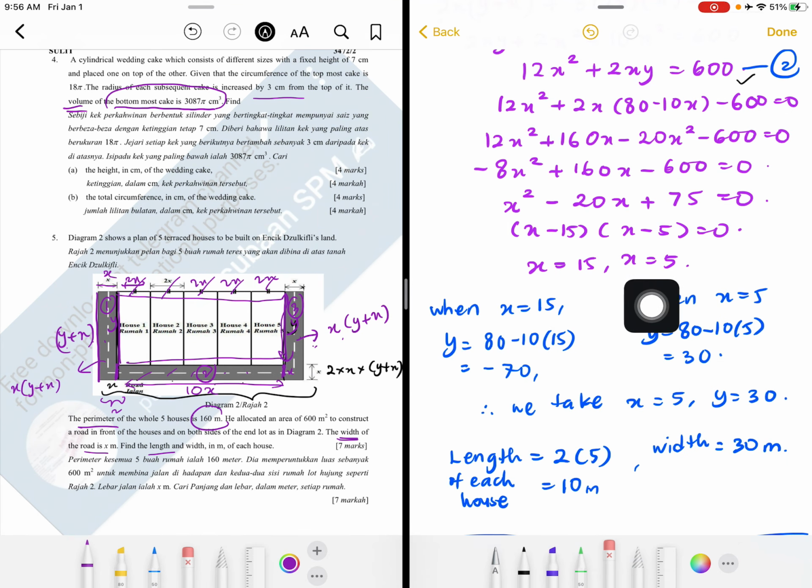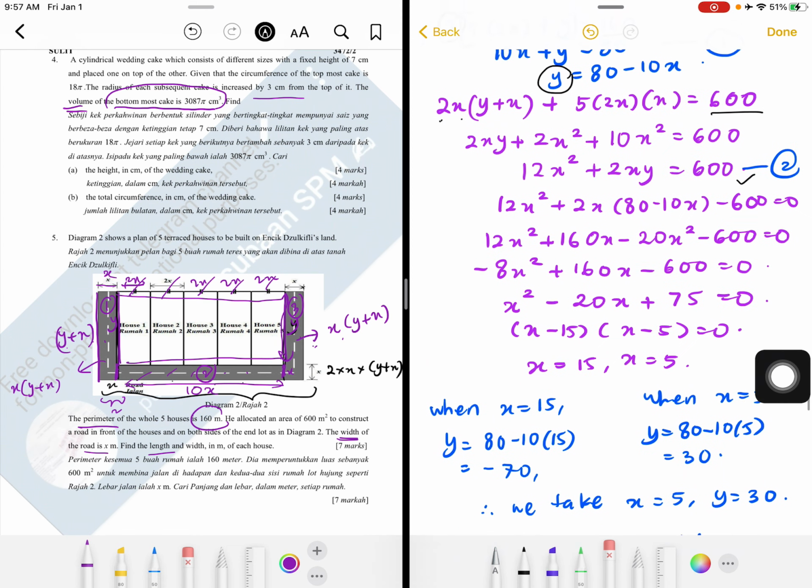Which one is the correct one? Kita tidak tahu sehingga kita try. Kita cuba. So bila I gunakan X sama dengan 15, I dapat Y sama dengan negative 70. This is impossible because length cannot be negative. Okay. So kalau kita dapat satu lagi using the X, yang satu lagi X sama dengan 5. So I masukkan dalam formula Y tadi.